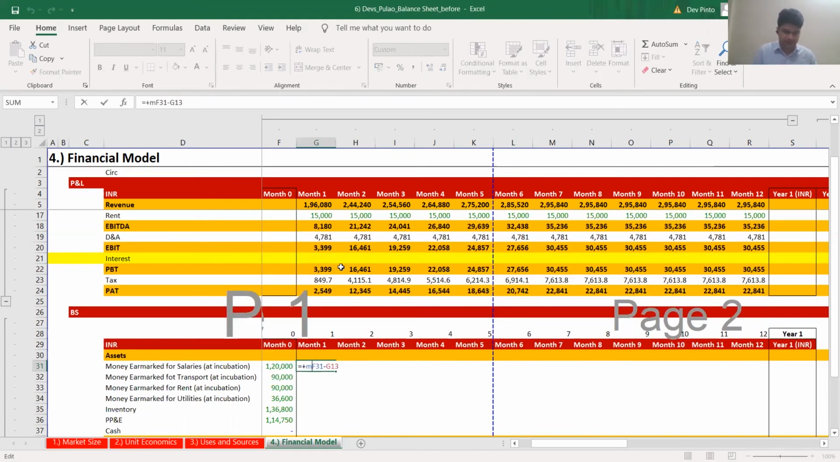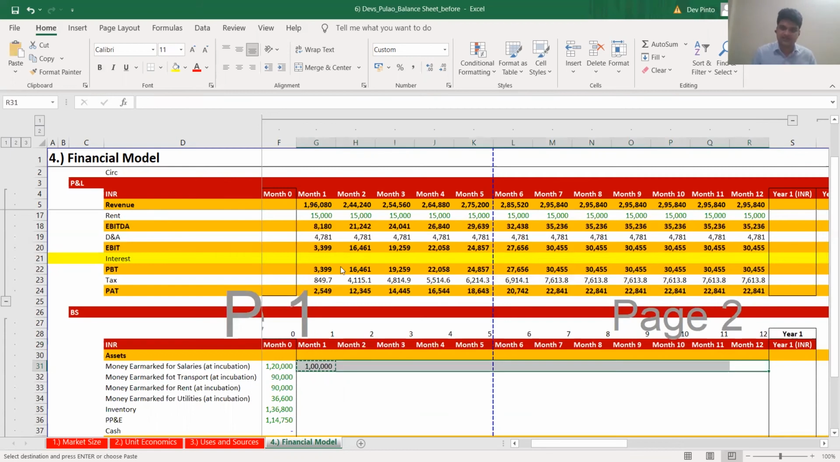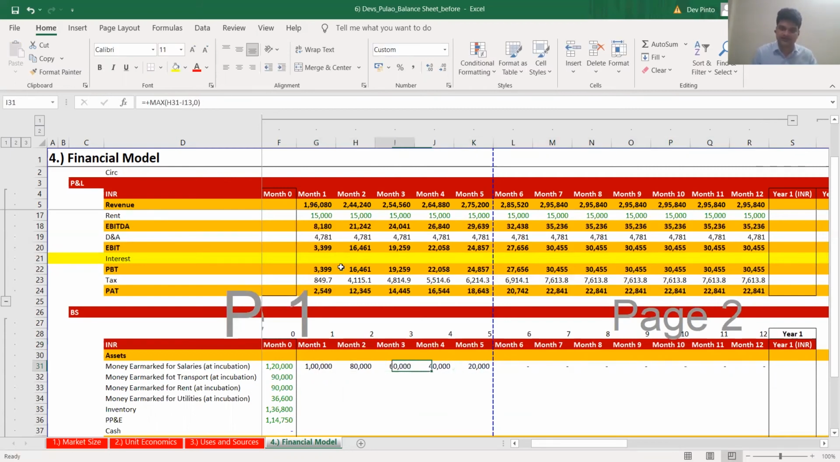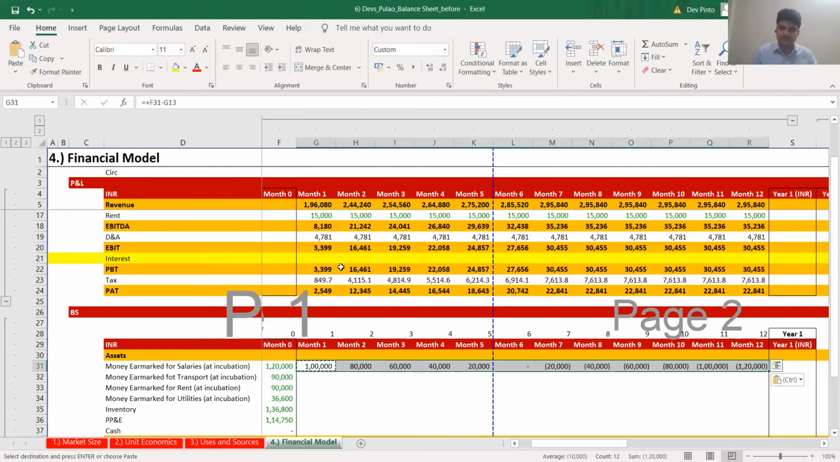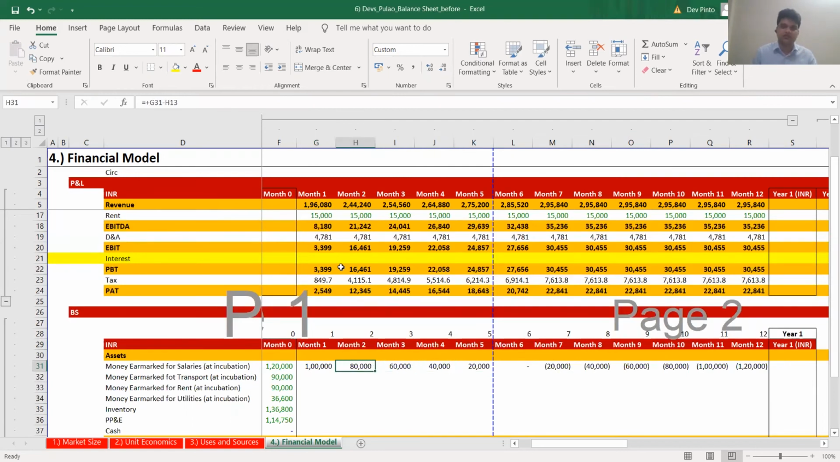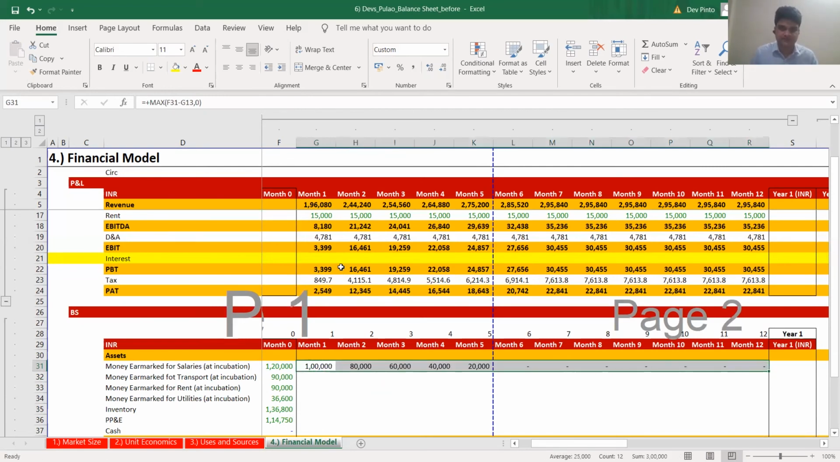Let me just put max 0. Why am I doing this? Because in month 6, this balance is going to go to 0, and if I don't do max, then the balance is going to be negative, and balance sheet balances can't be negative. If I did this, you're going to have minus 20,000. So that's not possible. Hence, I'm putting max at 0.